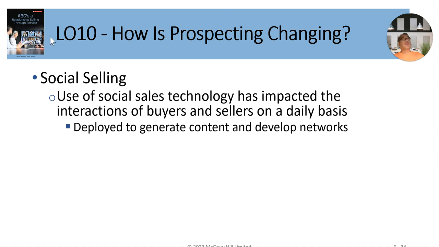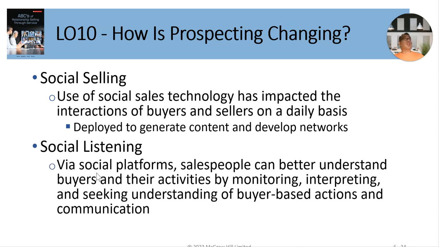And for objective number 10, how is the product strategy changing? There's a lot of social selling: the use of social technology that has impacted the interaction between buyers and sellers on a daily basis. Facebook Marketplace is one example. Social selling deploys and generates front-end and referral networks. Social listening via social platforms helps people better understand buyers and their activities by monitoring and interpreting buyer-based actions and communication. The most popular one now is Facebook Marketplace, with a lot of social listening there, as well as social selling.